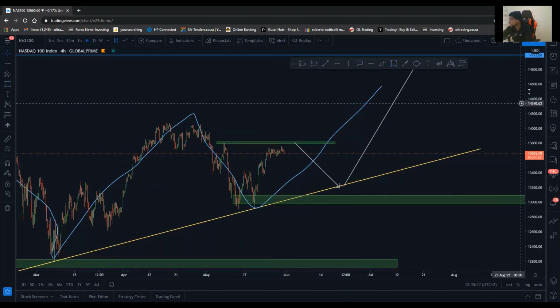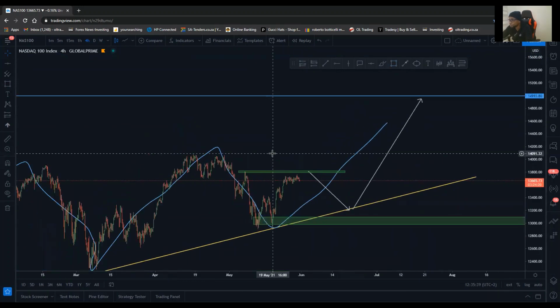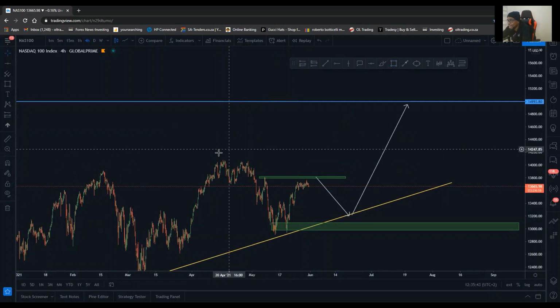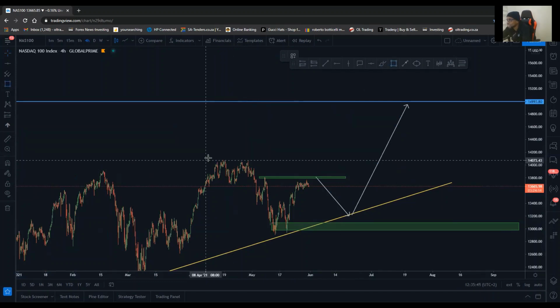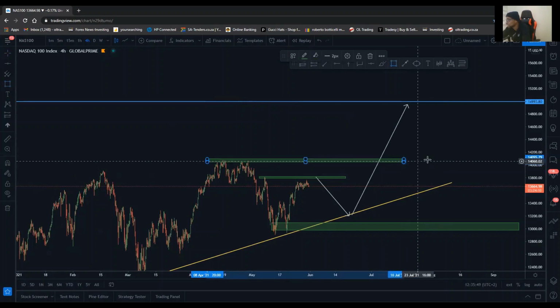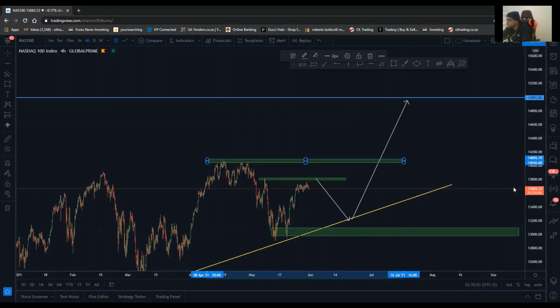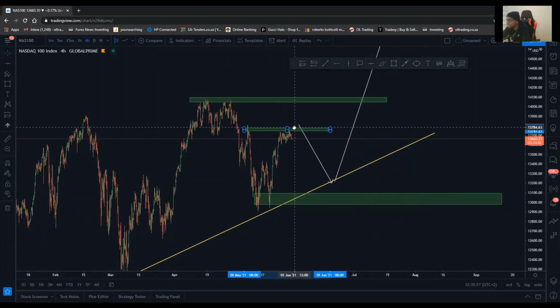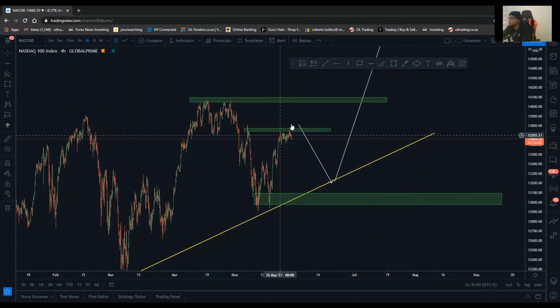Why are we pushing a little bit down? It's because of this. Understand? Our highest high is here. Highest high is here, 14,046. But where are we now? We are here. So you can see we are having some sort of a rejection.